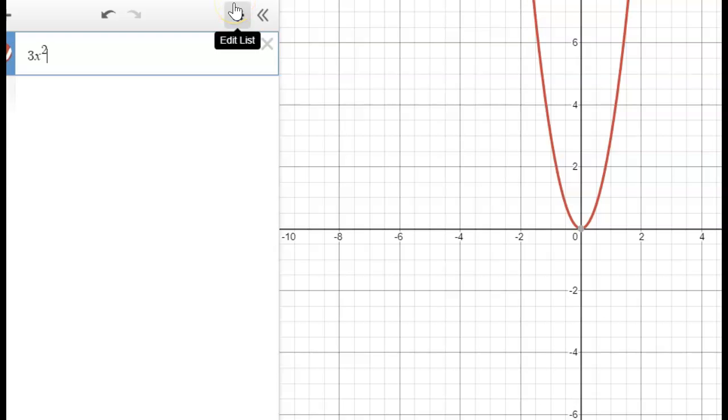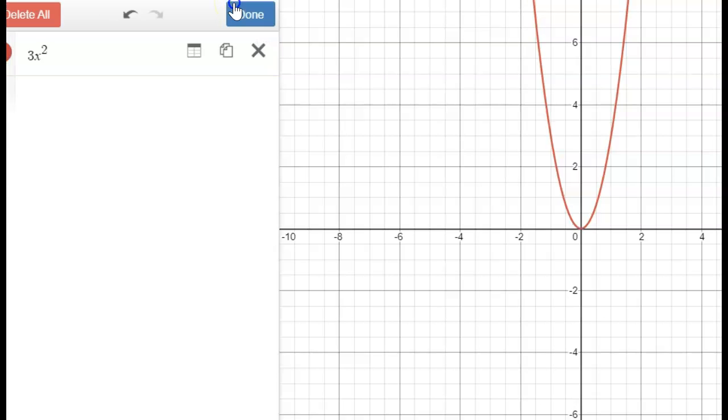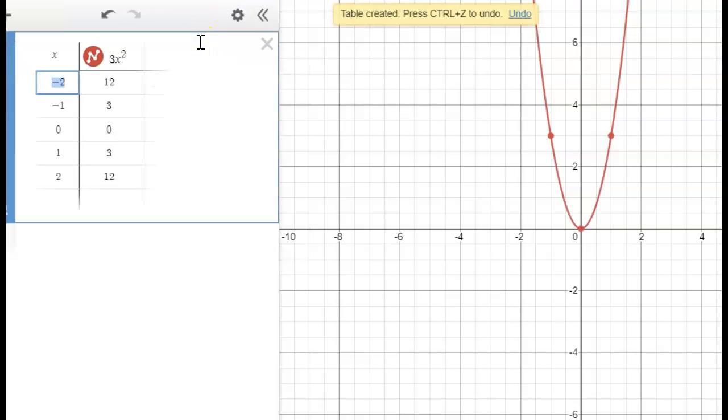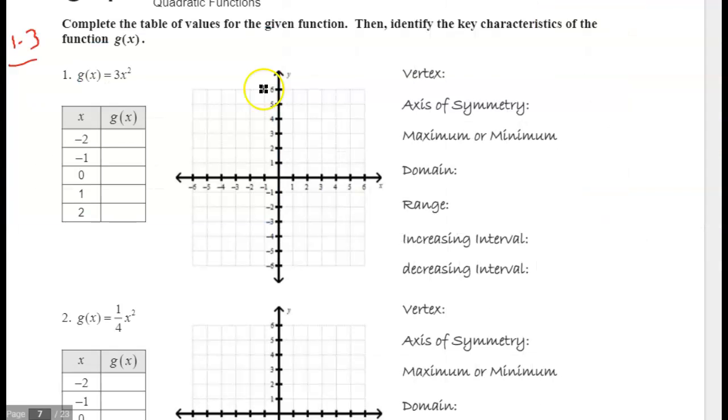So I have 3x squared already entered. And then I can go to my table. And here are my values: 12, 3, 0, 3, and 12. And come back over here.